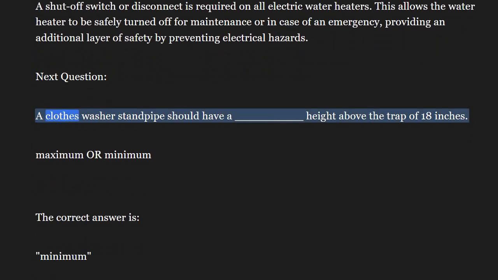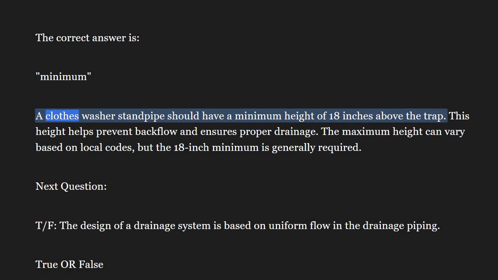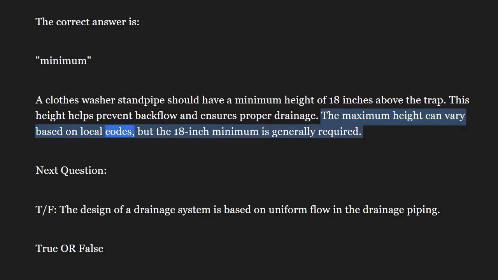Next question. A clothes washer standpipe should have a height above the trap of 18 inches, maximum or minimum. The correct answer is minimum. A clothes washer standpipe should have a minimum height of 18 inches above the trap. This height helps prevent backflow and ensures proper drainage. The maximum height can vary based on local codes, but the 18-inch minimum is generally required.